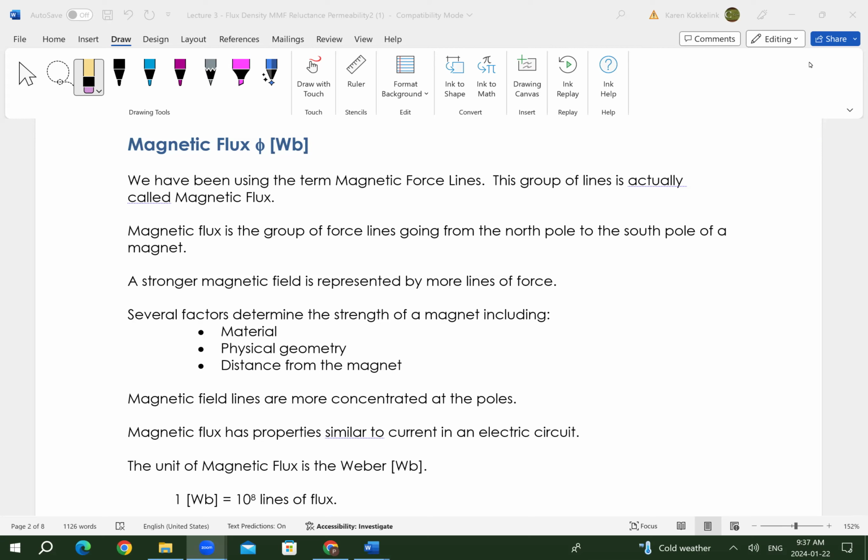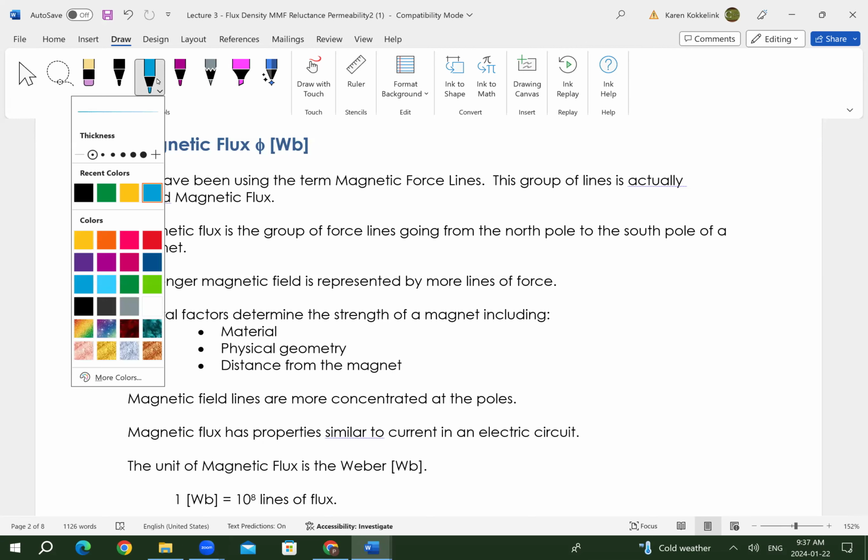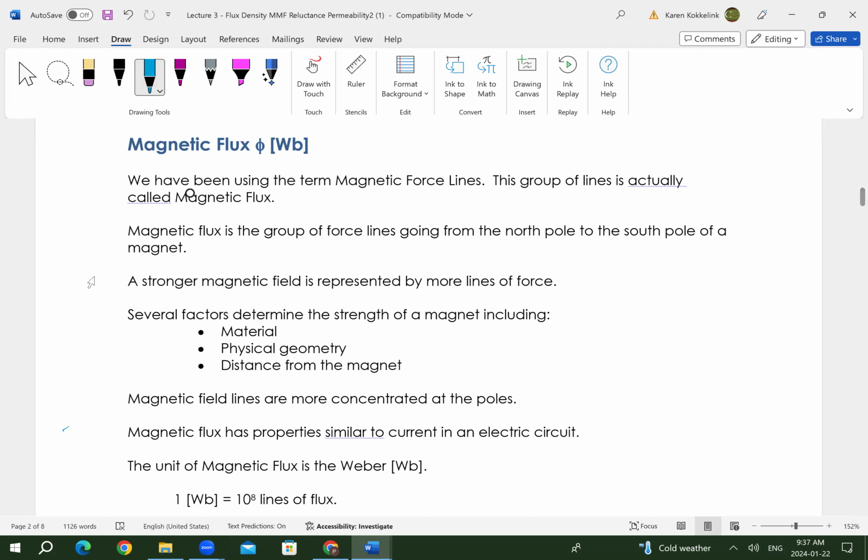Let's define magnetic flux. Magnetic flux is this symbol that we are going to know and love. We're going to make our flux lines in this nice blue, and this is our symbol for magnetic flux. The unit for magnetic flux is the Weber, though some people pronounce it differently, but I'm going to say the Weber. WB is the abbreviation for a Weber.